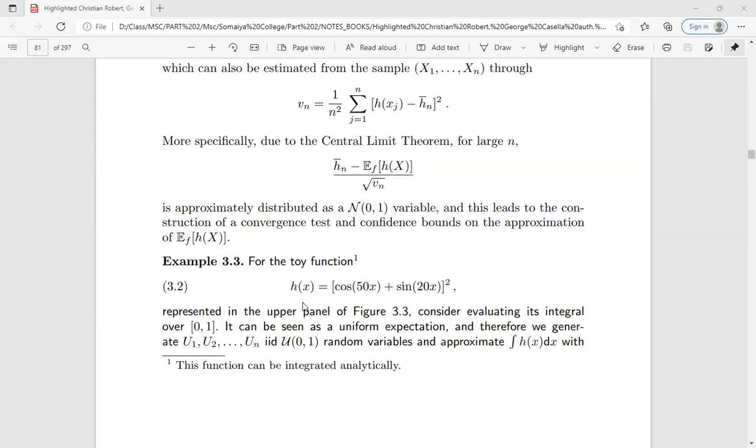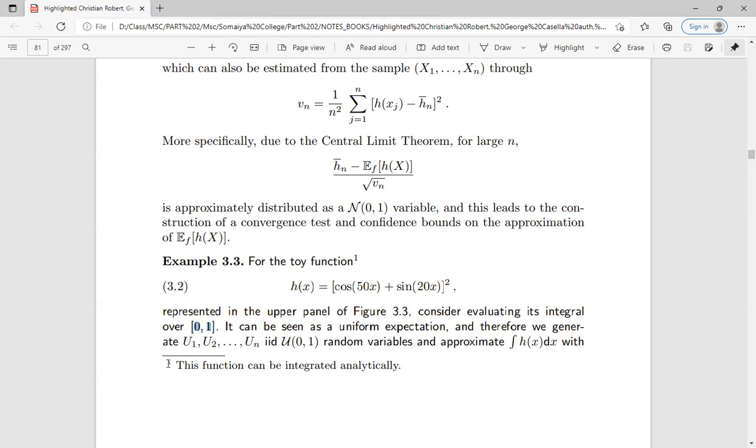Let's see how one can solve this particular problem. So this is my function h of x. I want to integrate this function over the range 0 to 1. So I have to integrate h of x times f of x dx from 0 to 1. Here my PDF is uniform, and I want to find the integration of this function times the PDF f of x dx from 0 to 1.